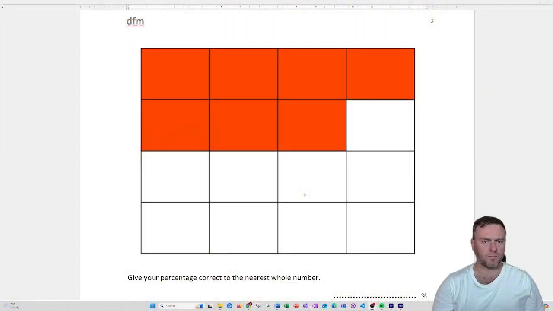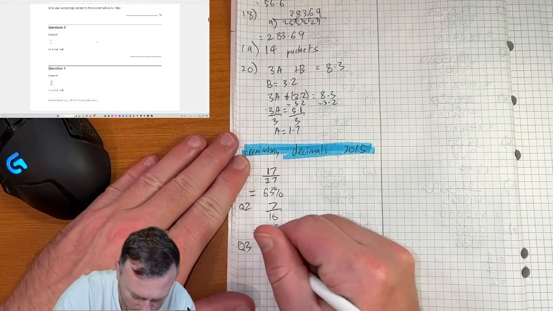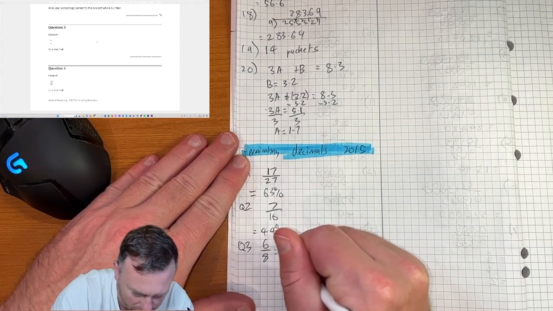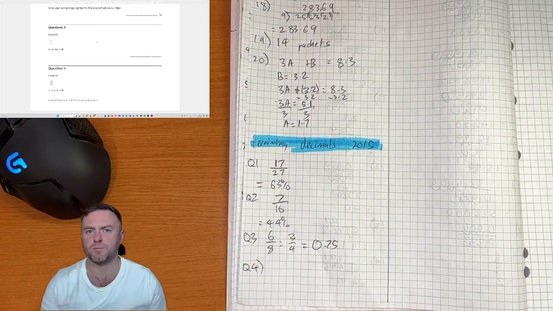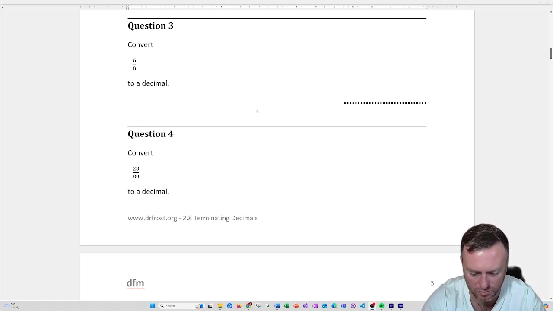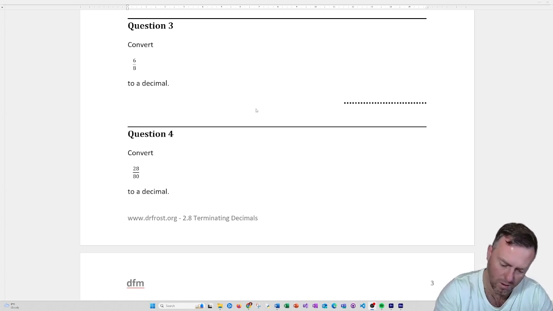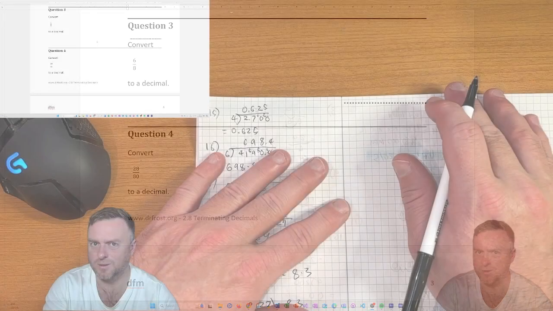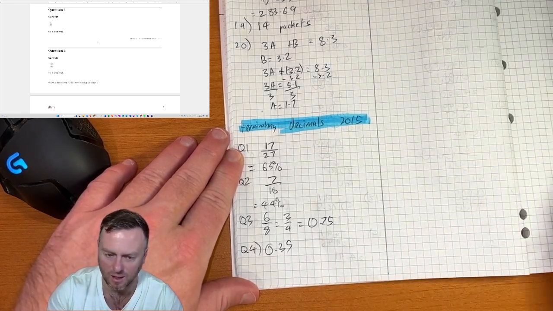Question 3. About 6/8 to a decimal. So 6 over 8 is the same as 3 over 4, which equals 0.75. Question 4. Convert 28 over 80 to a decimal. 28 over 80 equals, S to D, 0.35. Didn't see that, sorry. It's down the bottom there. 0.35. So this should just be typed in as 28 over 80.